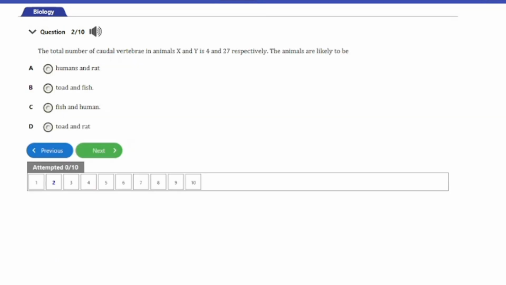It says the total number of caudal vertebrae in animal X and Y is 4 and 27 respectively. The animals are likely to be: A, humans and rats; B, toad and fish; C, fish and human; D, toad and rats. So guys, the answer to this question is option A, humans and rats. The humans have 4 caudal vertebrae, whereas the rat has 27 caudal vertebrae. And that's it for that question. Let's go ahead and consider the next question.